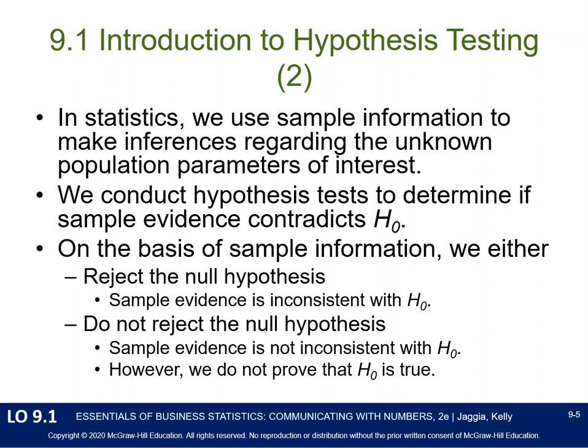So if we reject the null hypothesis, we say the sample evidence does not show that the null hypothesis is true, but that doesn't necessarily mean that the alternative hypothesis is true. So we only make a decision about the null hypothesis. We either reject it or do not reject it.